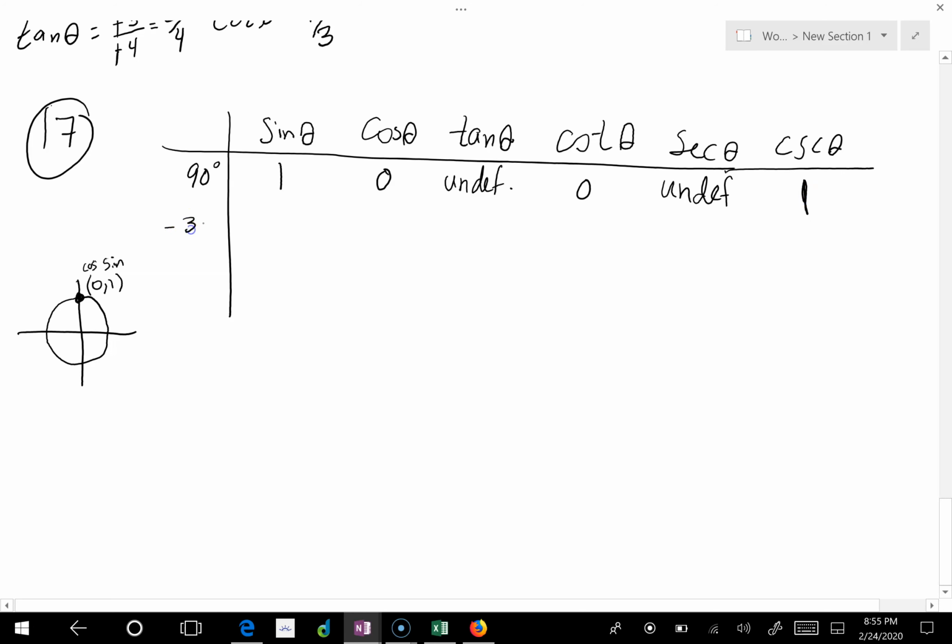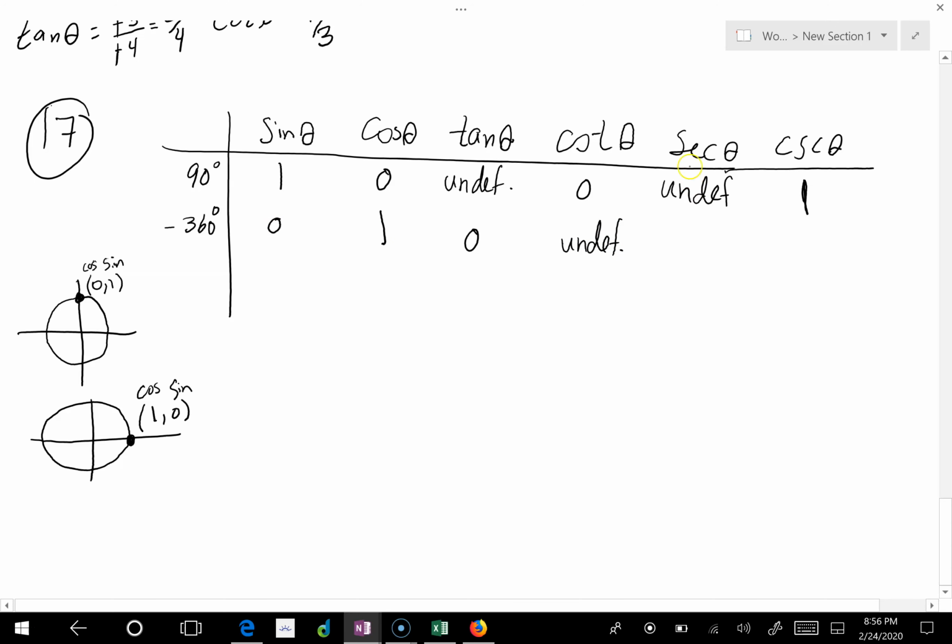The next angle is -360 degrees. If you think about that as going in the negative direction, -360 is right here. So that one is the point (1, 0). Again, the first one is always cosine, the second one is sine. Sine is 0, cosine is 1. So 0 over 1 is 0 for tan. Cotan is cosine over sine, 1 over 0, so it's undefined.